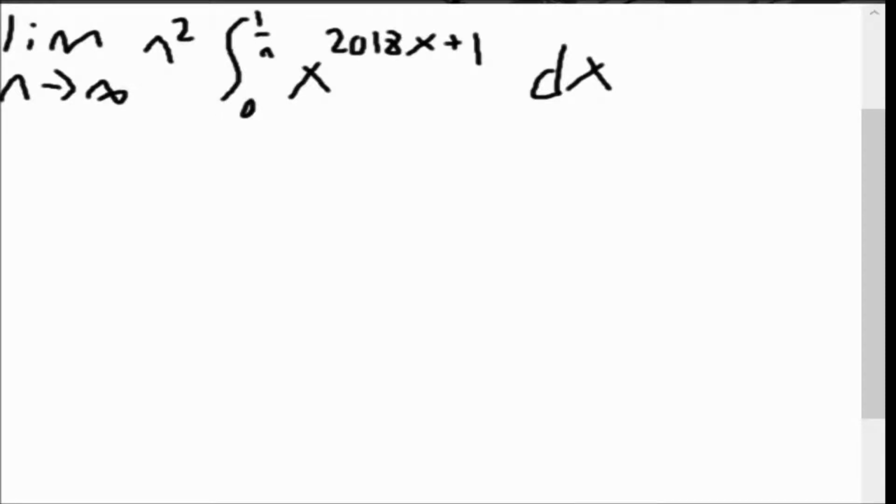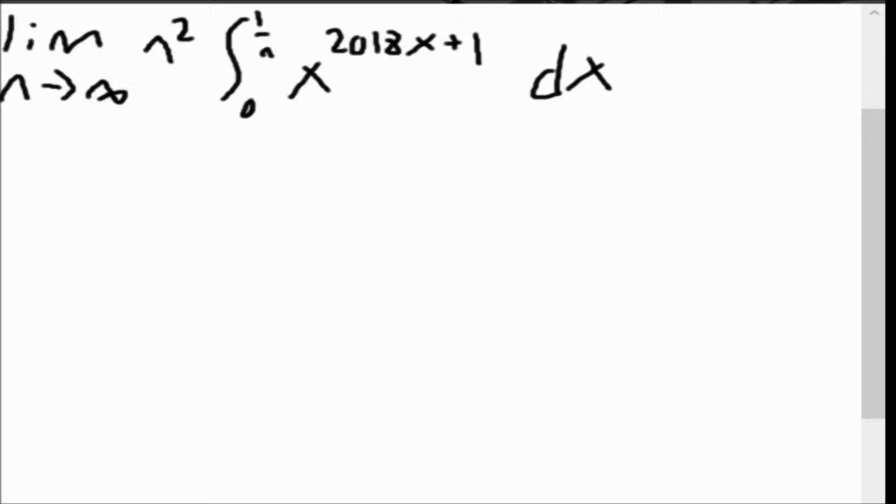Hello everyone. Today we're going to be tackling a limit that was present on the Stanford University 2018 Mathematical Olympiad. We are going to evaluate the limit as n approaches infinity of n squared times the integral from 0 to 1 over n of x to the 2018 x plus 1 with respect to x. Of course, you should pause the video and attempt the problem before seeing the solution.